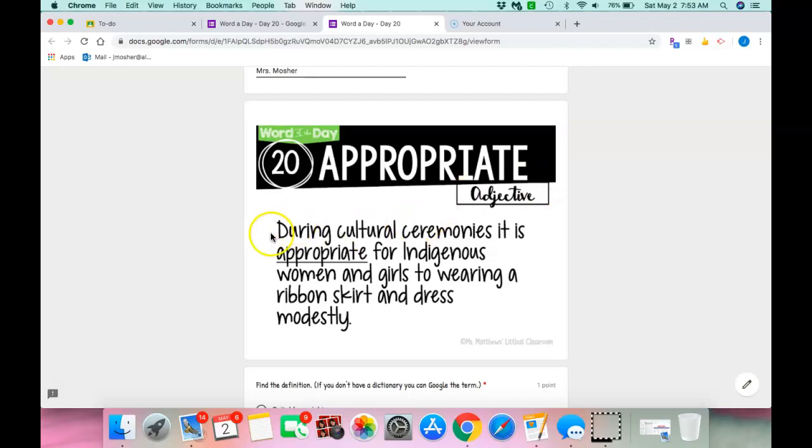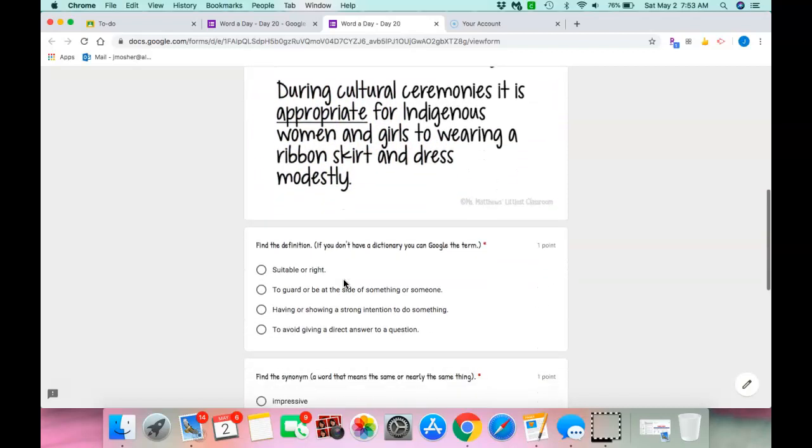So the sentence, the context clue sentence that goes with this says, during cultural ceremonies, it is appropriate for Indigenous women and girls to be wearing a ribbon skirt and dress modestly. Okay, so the word you're focusing on is appropriate. So down here, we're going to go to the definition.